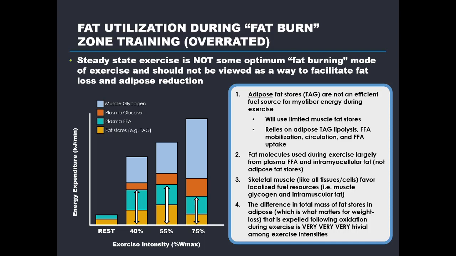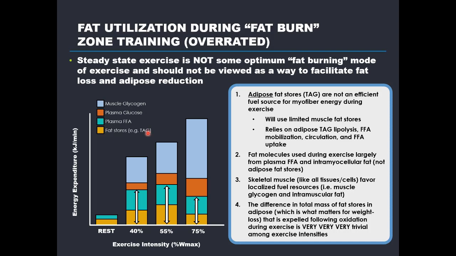Let's discuss. If you look at this figure here, you have energy expenditure rate on the y-axis and different exercise intensities on the x-axis. Now, as you can see here by the legend, the blue represents muscle glycogen or carbohydrates stored in muscle. The orange represents glucose, which is a free carbohydrate fuel molecule circulating in the blood. Turquoise here represents free fatty acids, which are fat molecules circulating in the blood, so not stored fat. And yellow represents fatty acids stored in different tissues, largely in the form of triacylglycerol or triglyceride, or TAGs for short. Now, TAGs can be found largely in adipose cells, but also in muscle and the liver, among other cells.